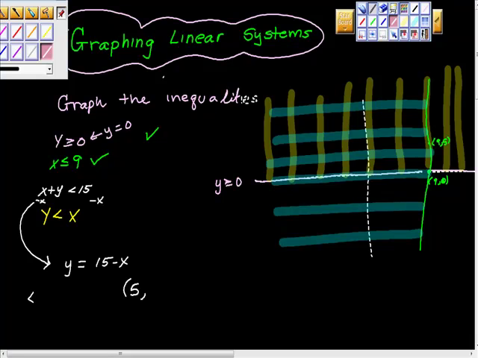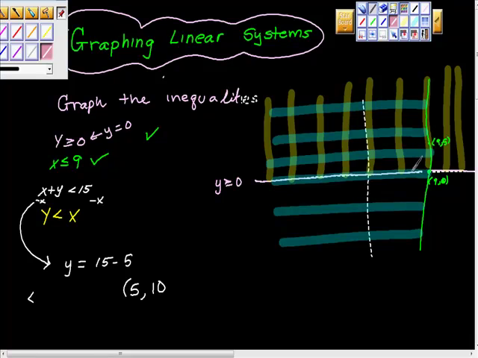So if x is 5, and I get to choose the x value, I get whatever y goes with it. So I chose 5 as x, so I take out x, and I put in the 5 that I chose. So y equals 15 minus my x value, which is 10. So it gives me the point (5, 10).